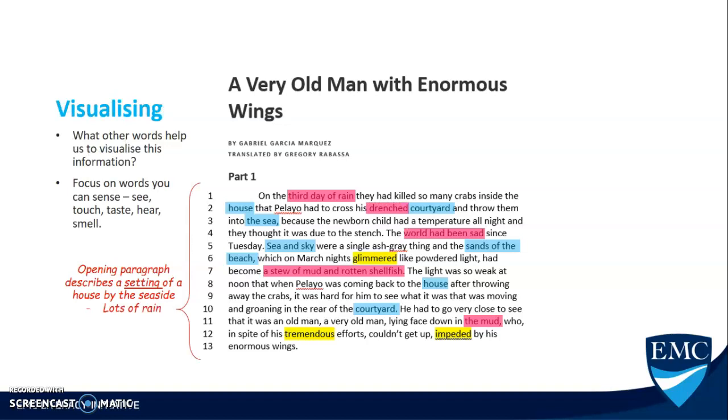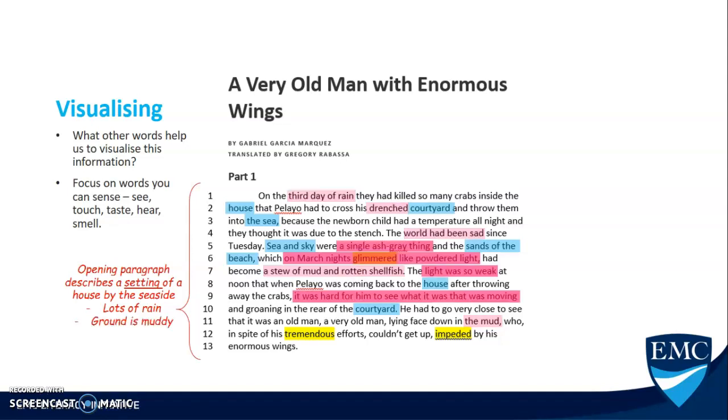The next thing we want to do is start to visualize some more. We want to read through again and think, what other words are there that are helping us to understand what that setting looks like, or feels like, or tastes like, or sounds like, or smells like? We're really looking for those sensory words. So we've got things like third day of rain, drenched, the world had been sad, a stew of mud and rotten shellfish, and the mud. So we get this sense that the setting is very wet. It's been raining for 3 days. It is a lot of rain. Everything's muddy.